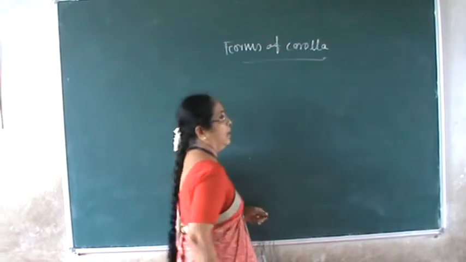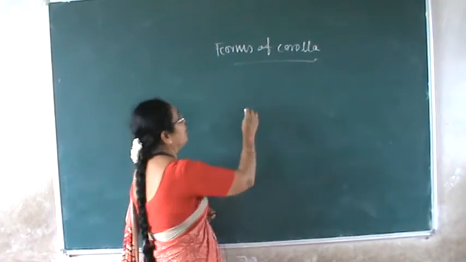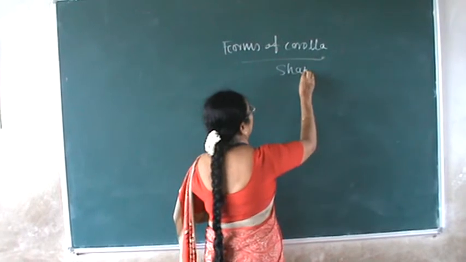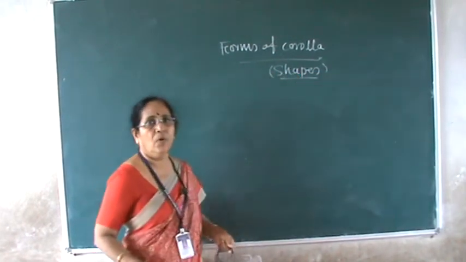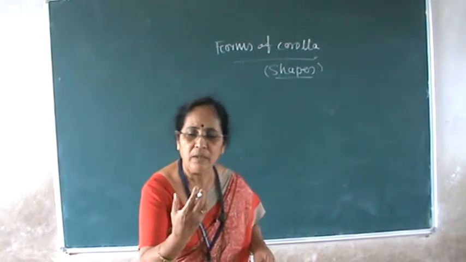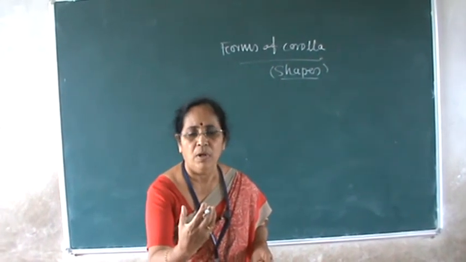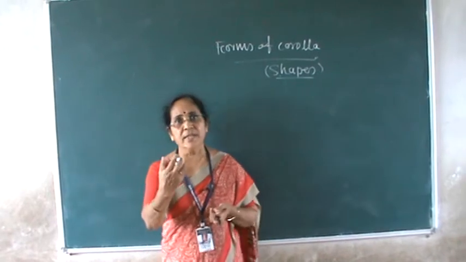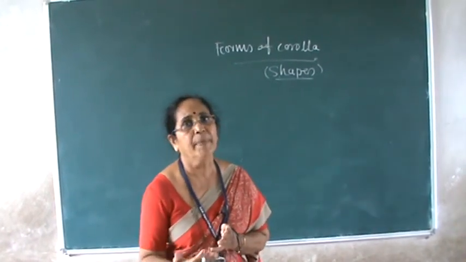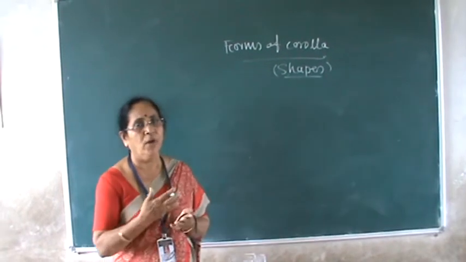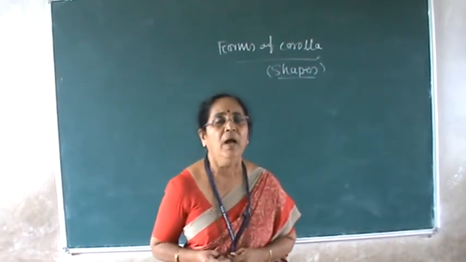Forms of corolla. Forms means shapes of corolla. When you look at the nature of the corolla, the impression you get is the shape of the corolla. Sometimes it may be butterfly-like, or it may be cruciform. I will describe all the different shapes of the corolla.